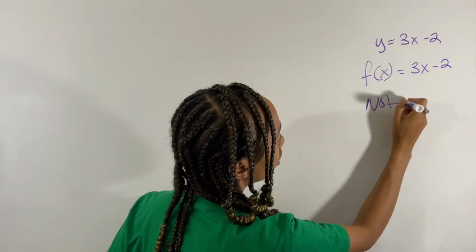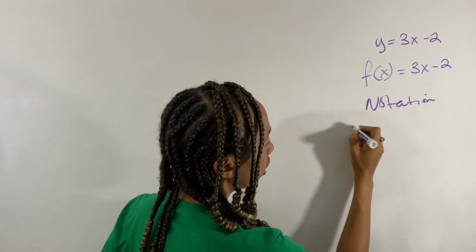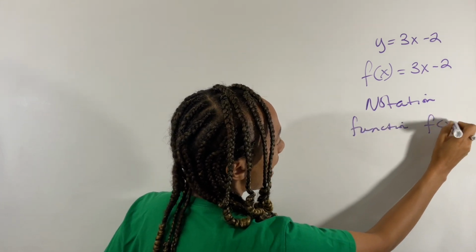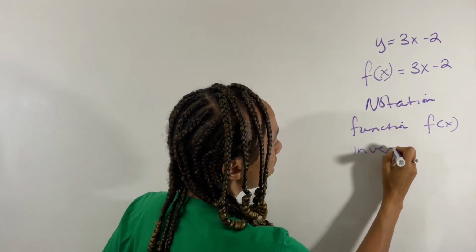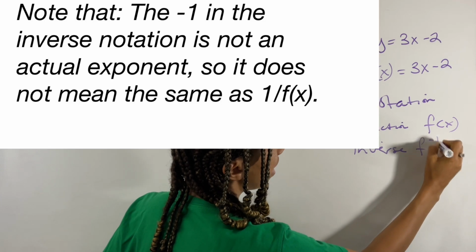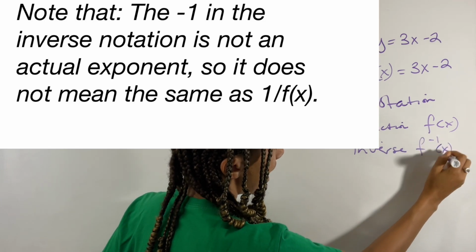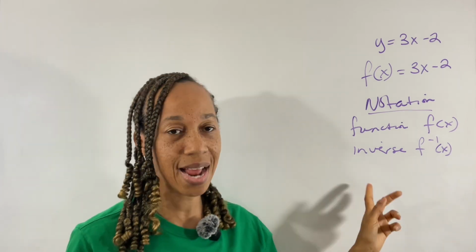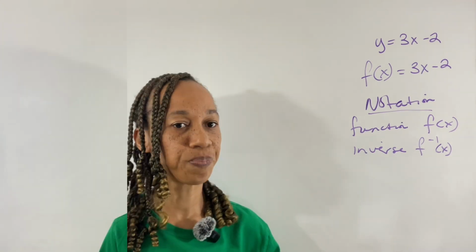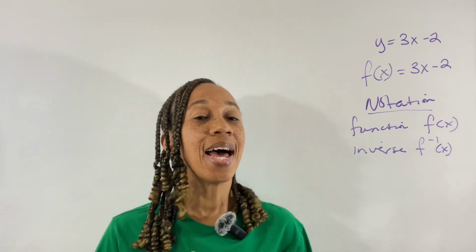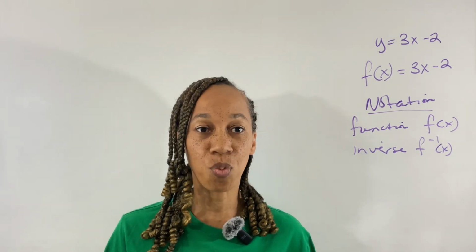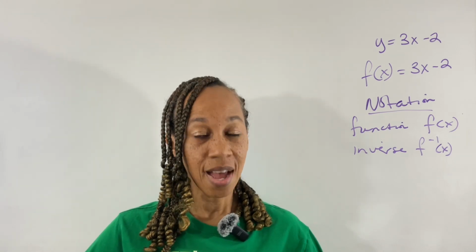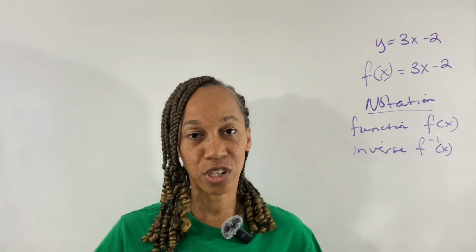There are notations for functions, such as f of x, and for the inverse, we will write it as f to the exponent -1 of x. This is the notation that we would use to denote a function and the inverse of a function. Now that you know what a function is, let's get into our first example where I'm going to show you 4 steps that you're going to take in order to find the inverse of a function.